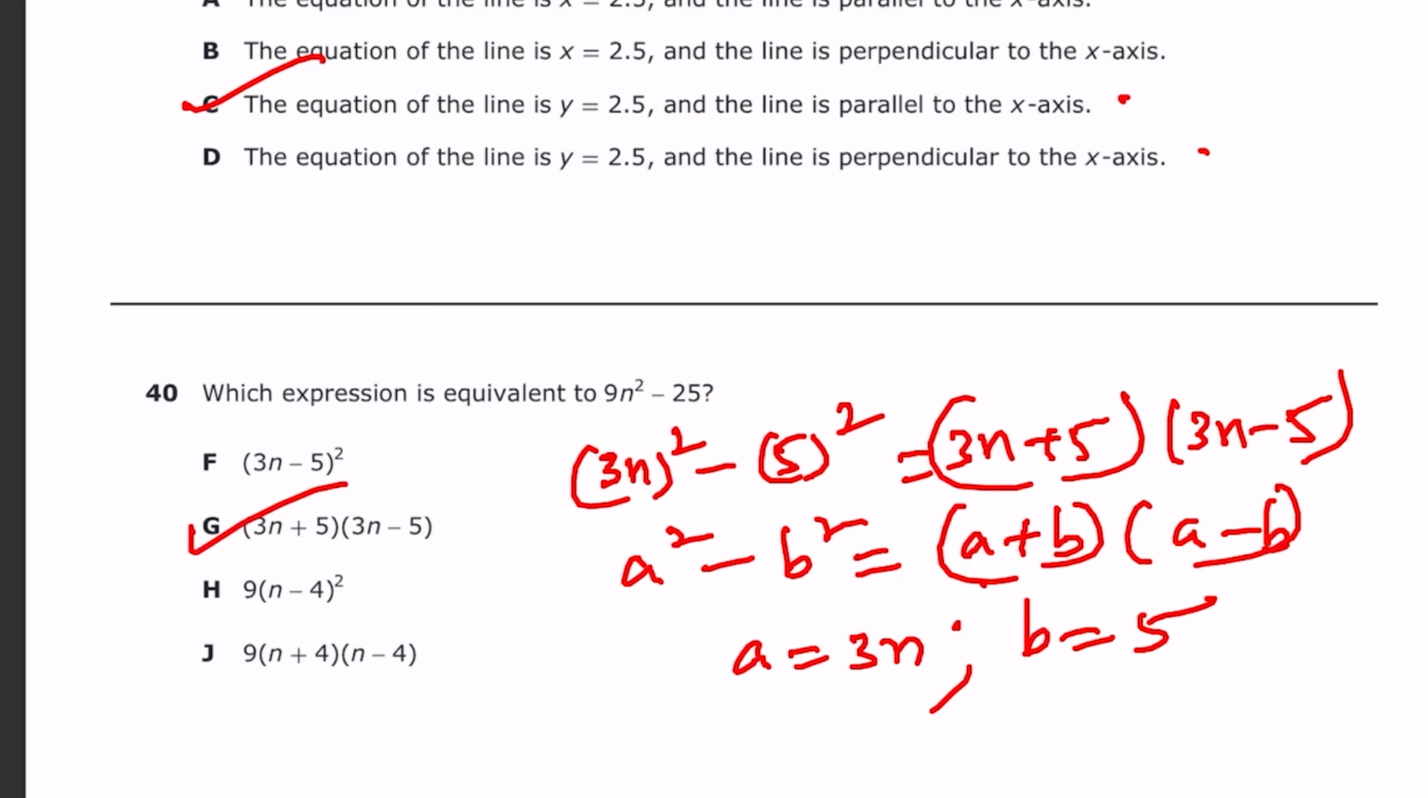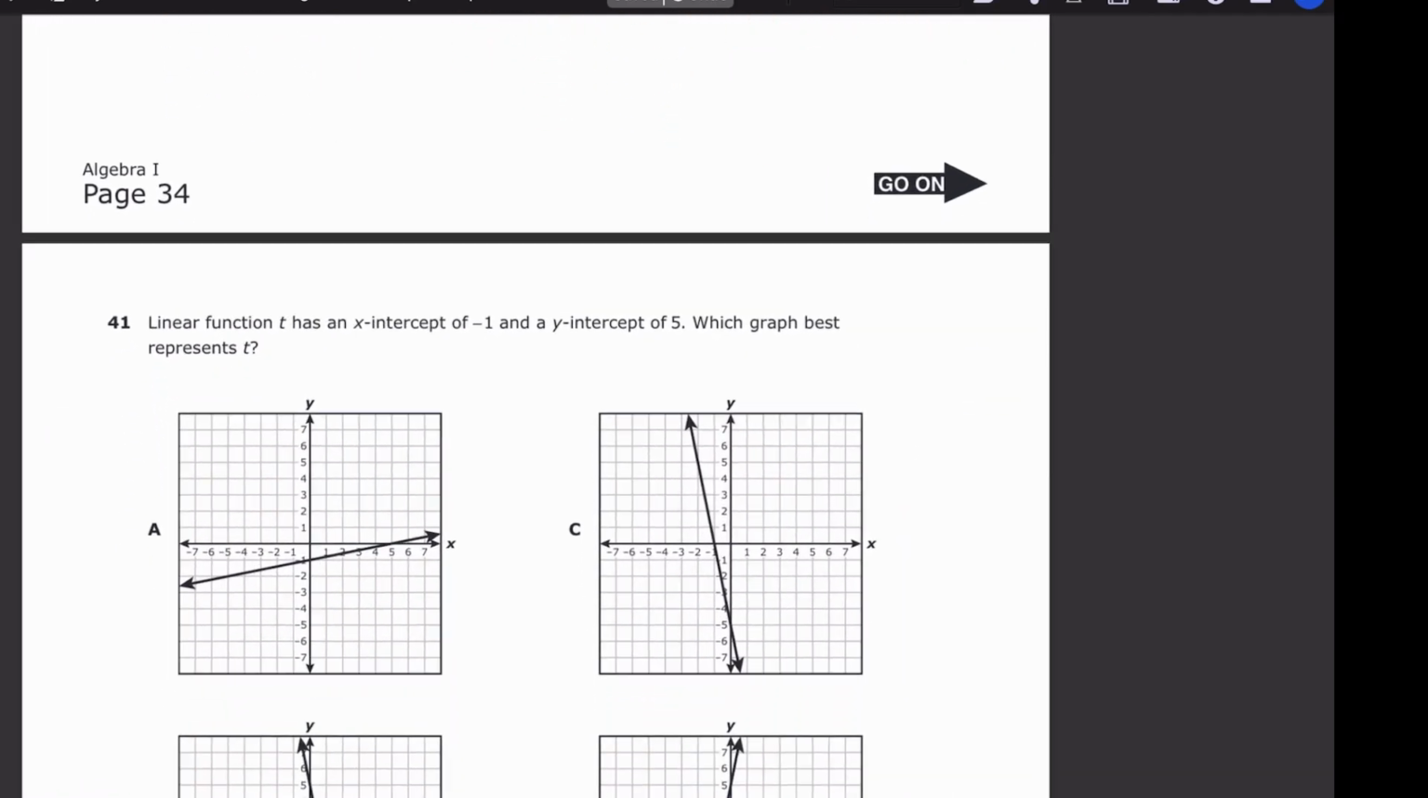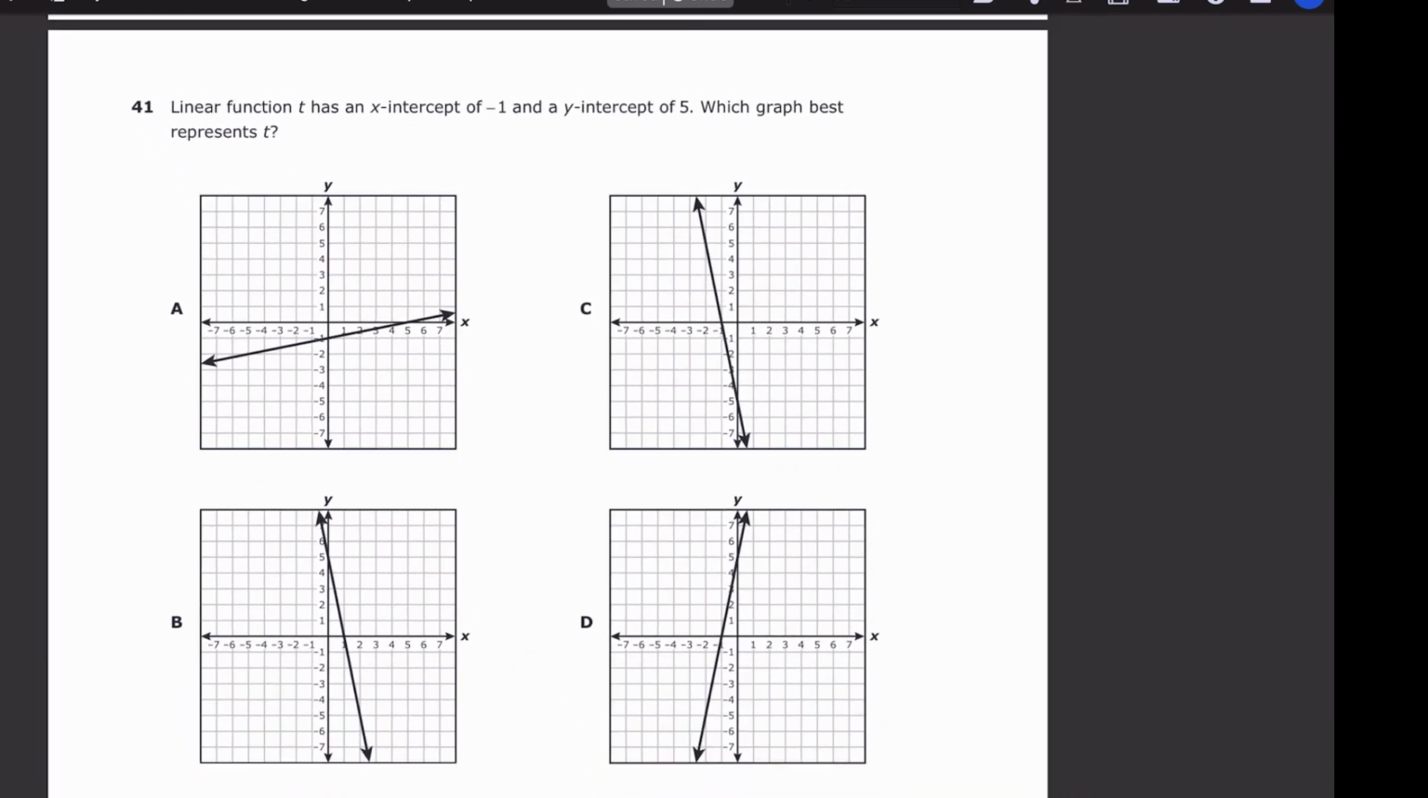Next one. Linear function t has an x-intercept of -1 and a y-intercept of 5. Which graph best represents t? Here he's telling that the x-intercept is -1 and the y-intercept is 5. So the y-intercept is positive 5, which can be between B and D. For the x-intercept being -1, it can be D. So definitely it will be the D option.